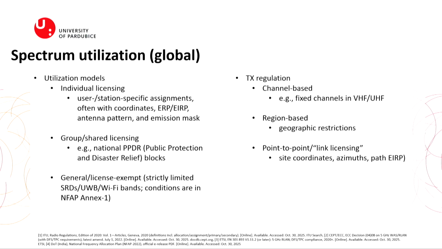Then there is group shared licensing. It is like national PPDR, public protection and disaster relief. Imagine if there is some earthquake or something like this. Of course, the government needs some radio frequency that will be, in case of some disaster, available almost everywhere and will be free for these emergency cases.